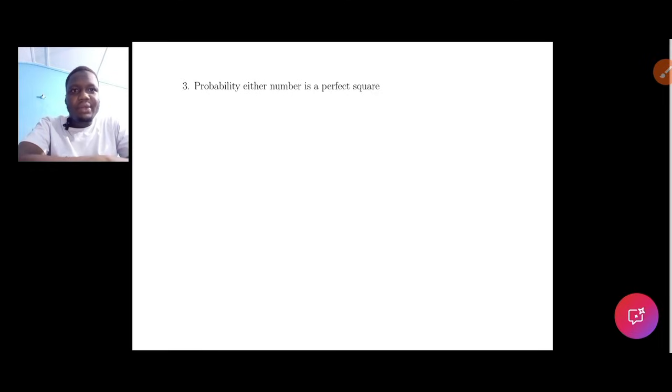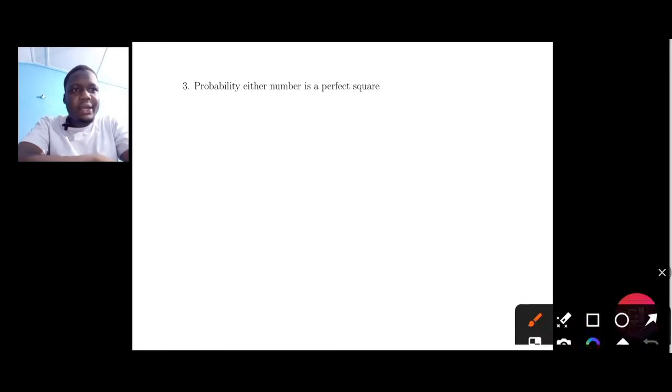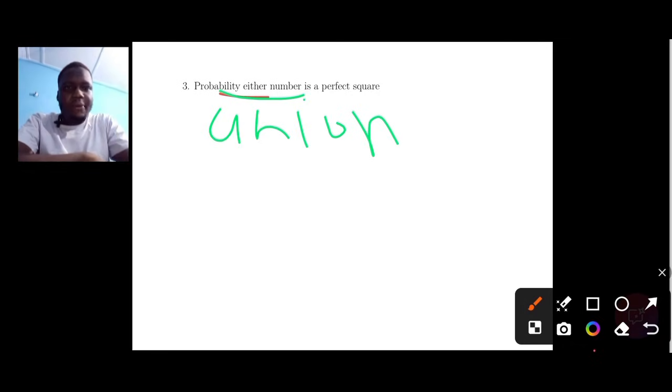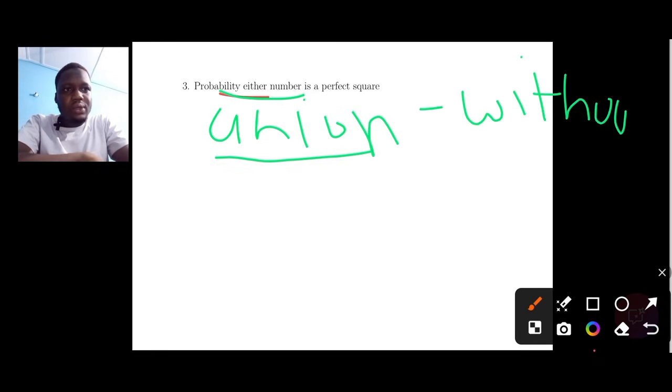So we move on to the third problem. Probability either number is a perfect square. So the either here tells us that we are dealing with a union. Okay, good. But there's one thing about the union of without replacement that I really want you to take note of. It behaves a little bit different from the with replacements when it comes to unions. Okay, so that's what I want to say.